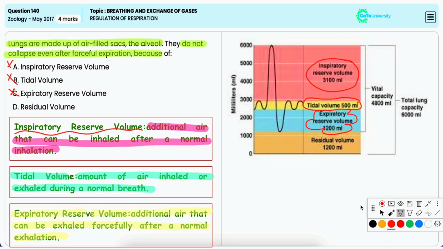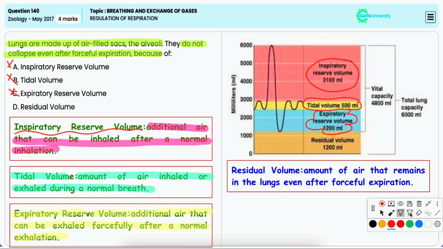Option D, residual volume. Now, residual volume is the amount of air that remains in the lungs even after forceful expiration, and this air prevents the alveoli from collapsing, thus maintaining the lung structure as well as the functionality. Hence, it is the correct option.